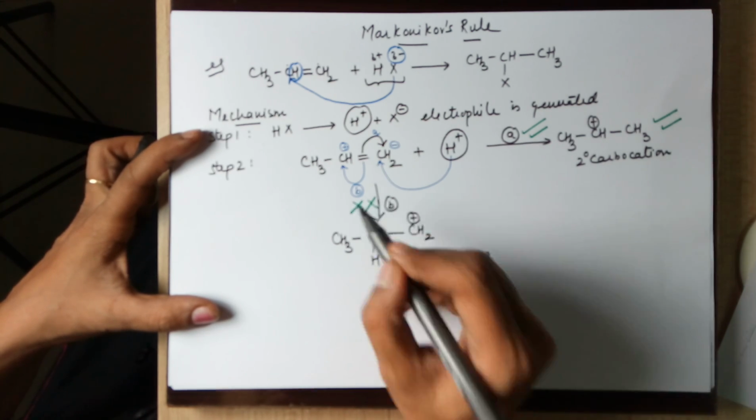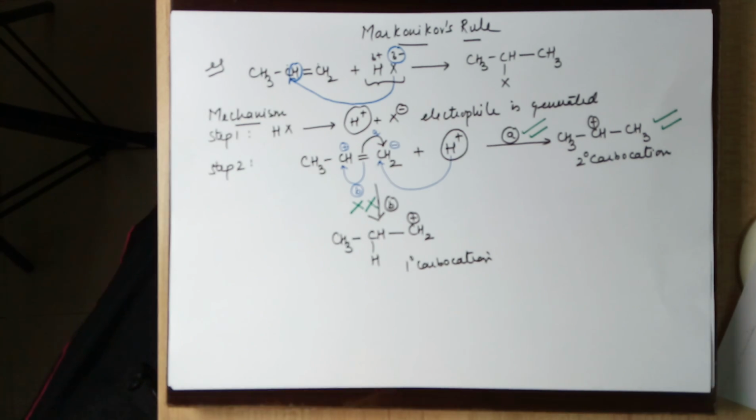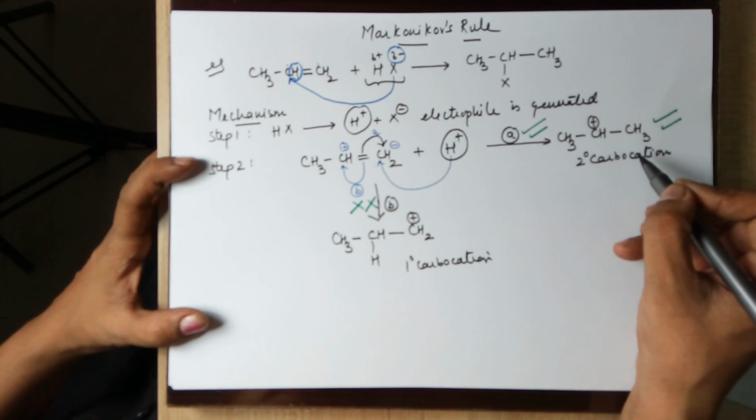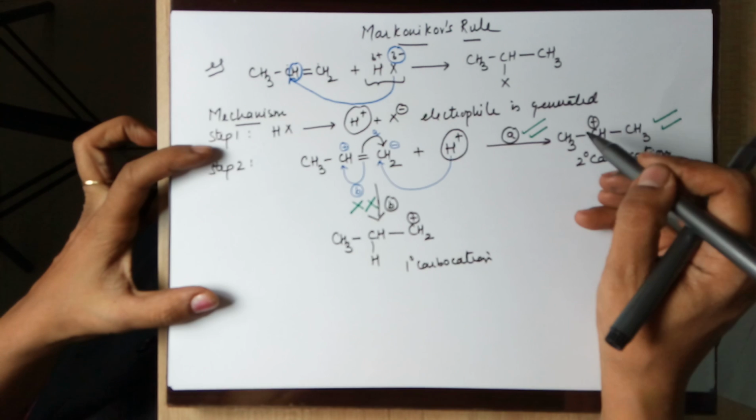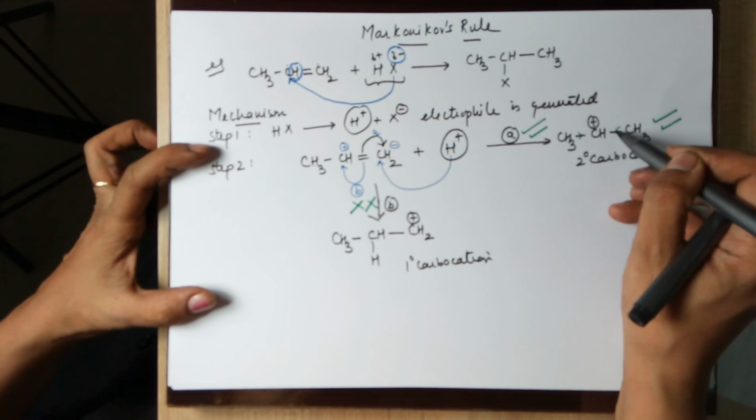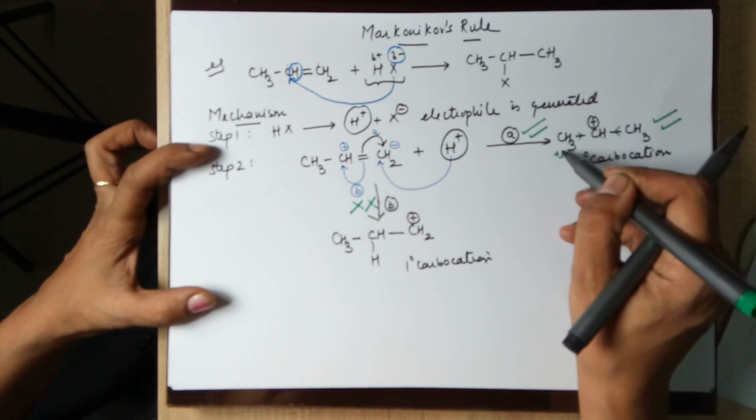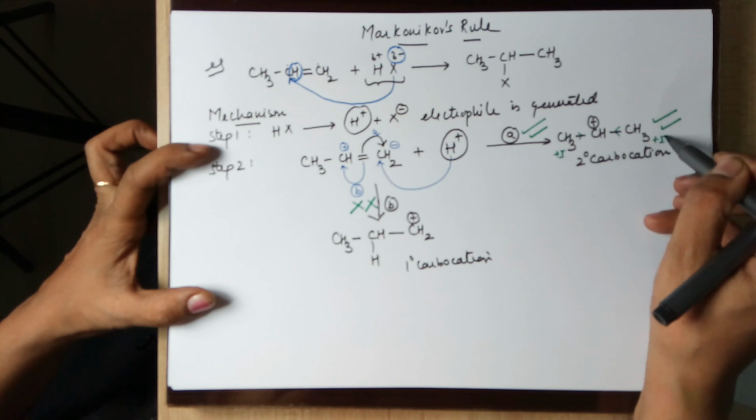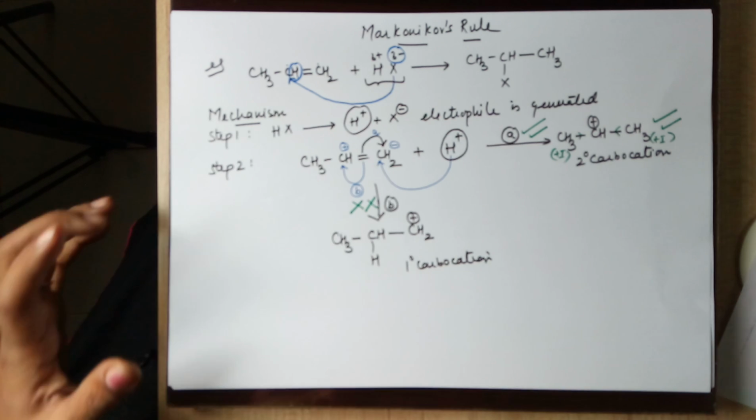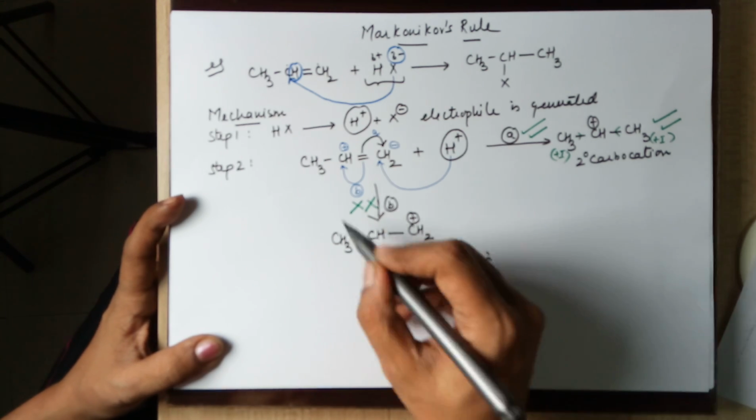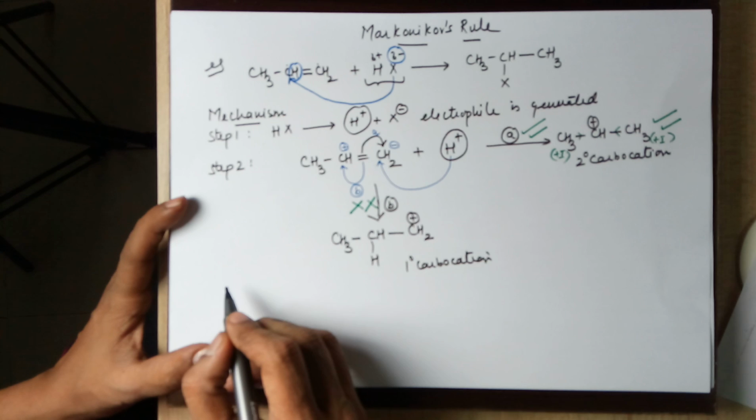This is not going to happen because it is leading to a 1-degree carbocation, which is always less stable. Just a recall, why is a 2-degree carbocation more stable? It is due to the electron pushing effect of the methyl groups towards the positively charged carbon due to something known as the inductive effect, called the plus I effect. Thereby, step 2 becomes this and not this. Moving on to step 3.